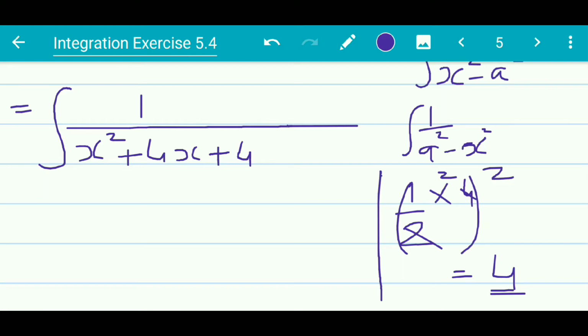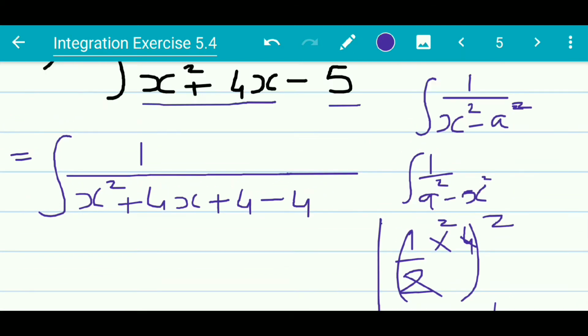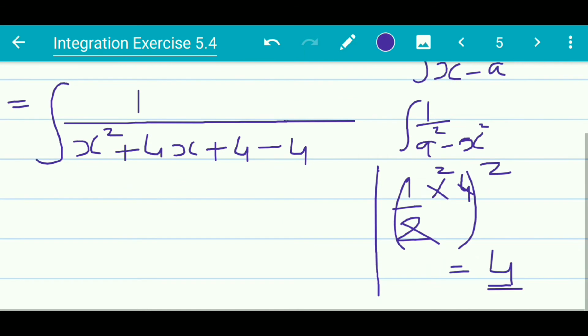So x square plus 4x plus 4. Now to balance plus 4, we cannot just add plus 4 and keep it. It will become very unbalanced. So to balance this plus 4, we also put minus 4 over here. And then the last term remains, that is minus 5 remains. And so we add minus 5 over here. So our integral has become of this form now.